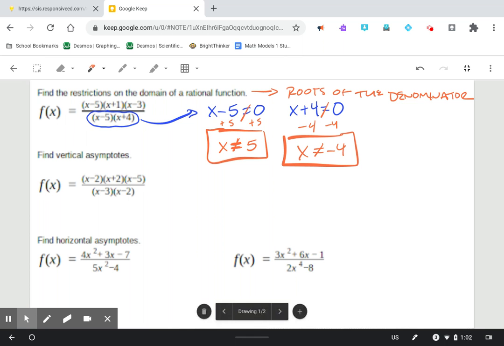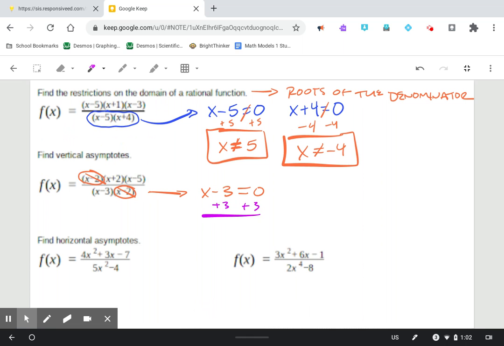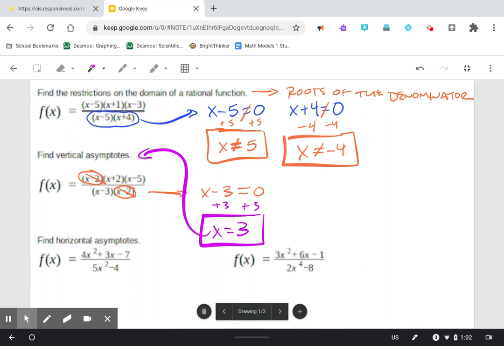Next, find vertical asymptotes. Finding vertical asymptotes is very much related to the previous problem, except you do not count any terms that are canceled out. For instance, here, x minus 2 cancels out, leaving me with only x minus 3 not equal to 0. And so when I solve, x equals 3 would be the vertical asymptote of that function.